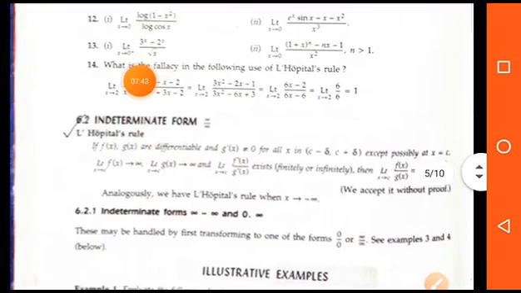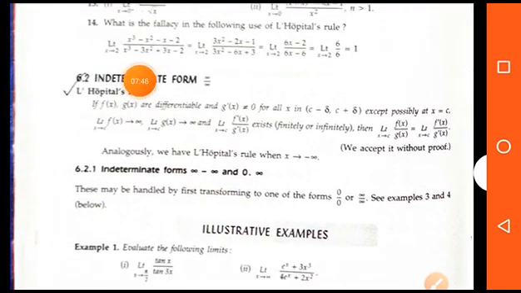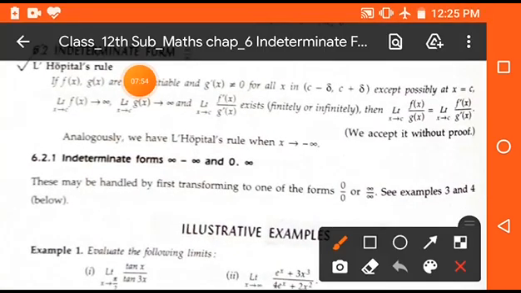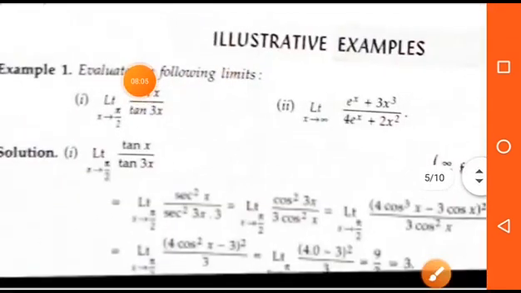Now, the second part is indeterminate form, and we also use the L'Hospital rule, but the form is different. In the first case, we use the form 0 by 0, but here the form should be infinite minus infinite or 0 into infinite. They are also not defined forms. Clear? And we simply use L'Hospital rule. Okay, see example.